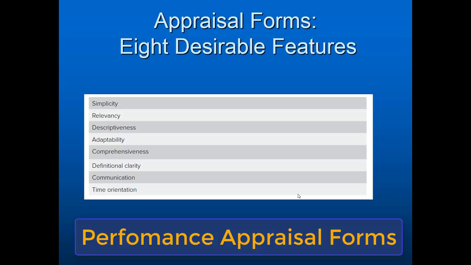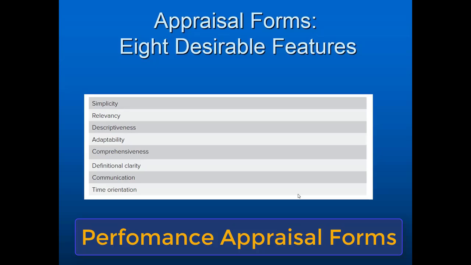It's better if we have a comprehensive form, something that covers all areas of performance. Oftentimes, the contextual performance or the organizational citizenship behaviors aren't addressed in performance evaluations. And so that's something we should consider in order to make an appraisal form more comprehensive. There should be definitional clarity. And so when we're talking about behavioral indicators and results, they should be described with a high level of specificity, so different people reading the form understand it the same way.